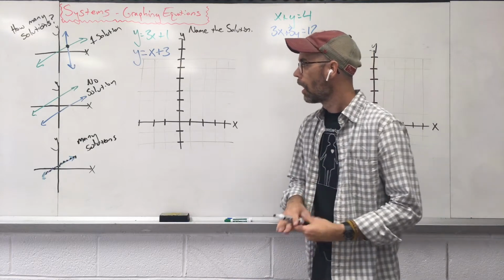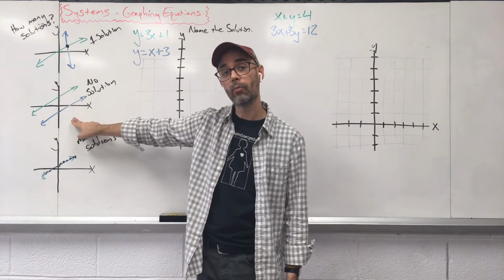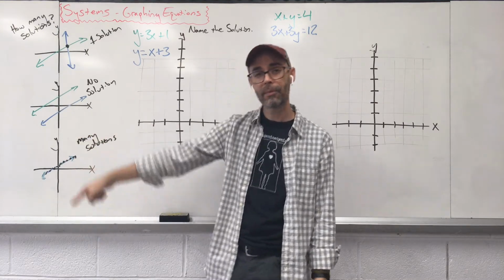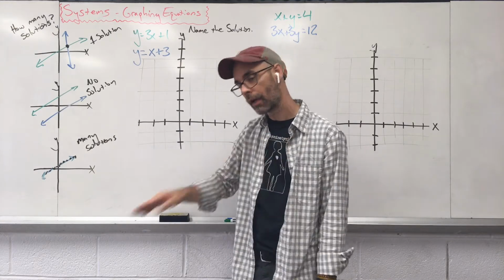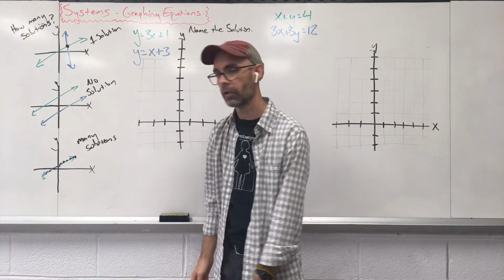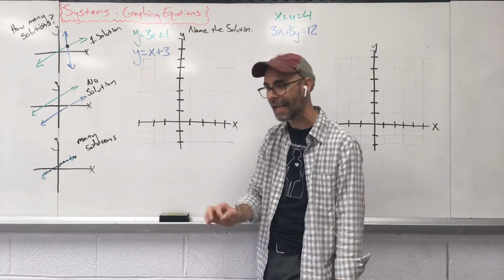So two lines that hit one spot, one solution. Two lines that are parallel, they never touch, no solutions. Two lines where one happens to be on the back of the other line, going everywhere the other one goes, everywhere they go is a solution, or many solutions. Okay, so that's just the types of solutions. How do we even get there?